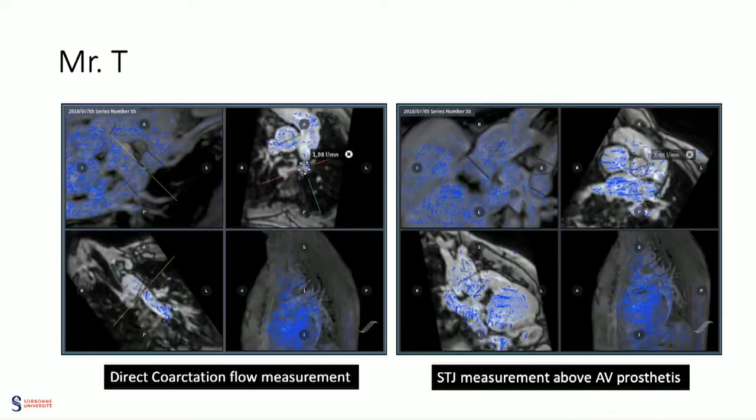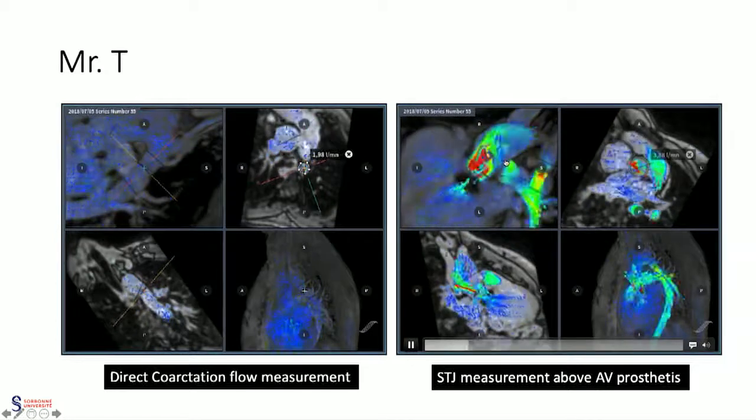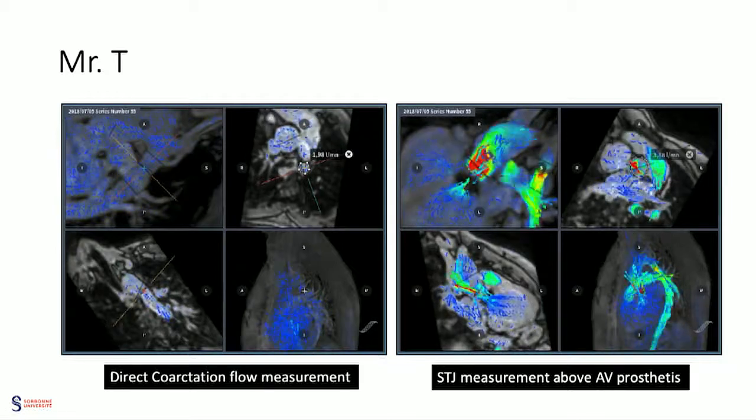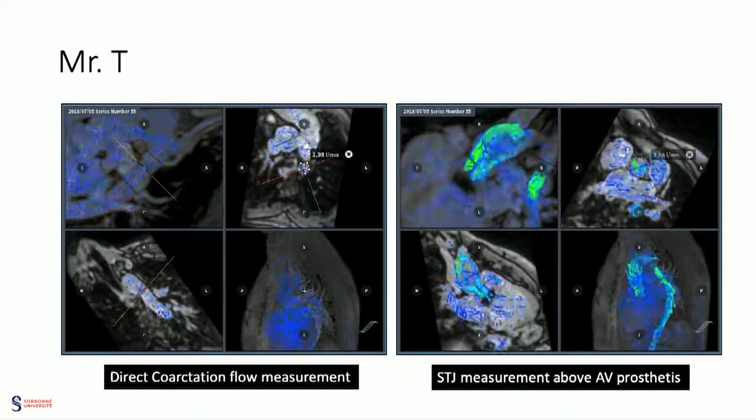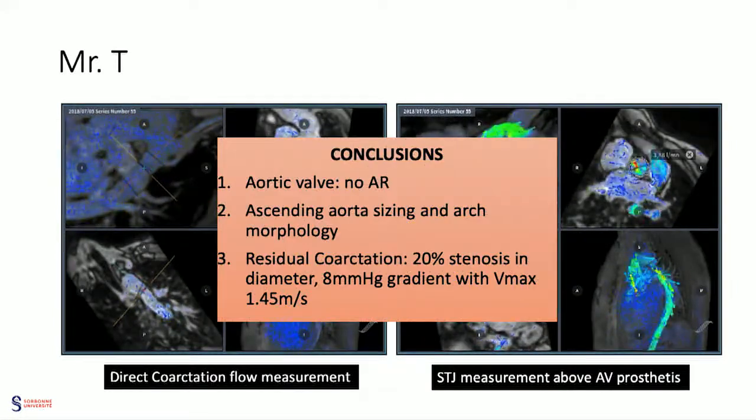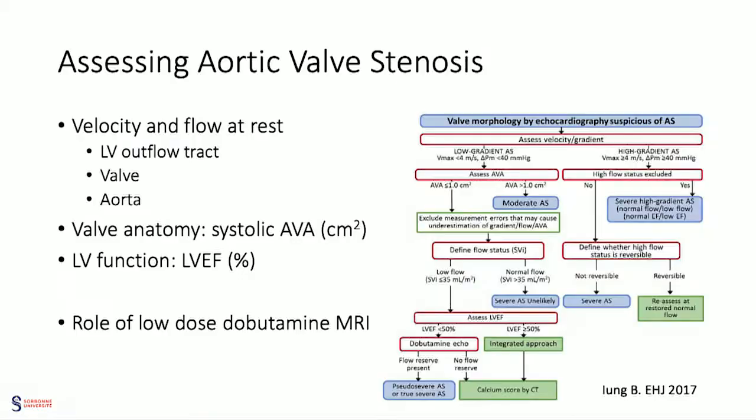And so this is also, I think, a very interesting application for 4D flow, where we can be directly perpendicular to the highest velocity in the coarctation. On one side we can also assess the valve, and for example, in this patient, there was no significant aortic regurgitation. Aortic sizing and arch morphology was assessed, and the residual coarctation was only 20%, with a low Vmax and a low gradient. So that was okay in this patient.